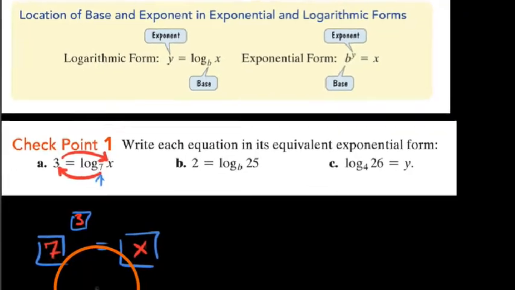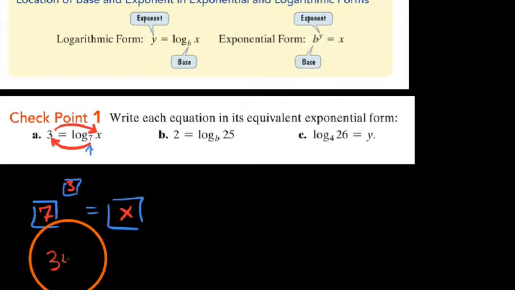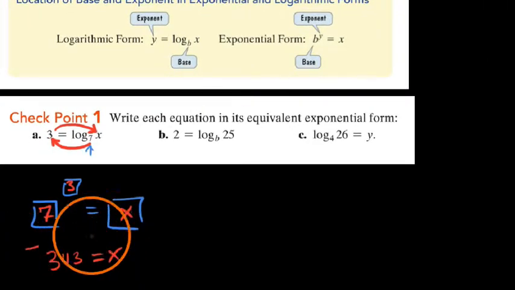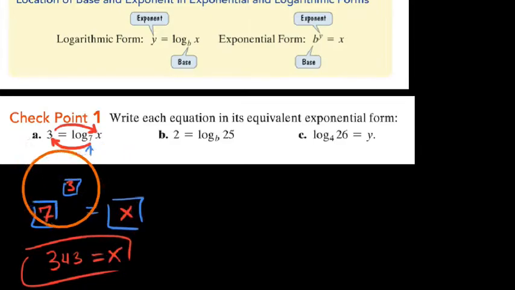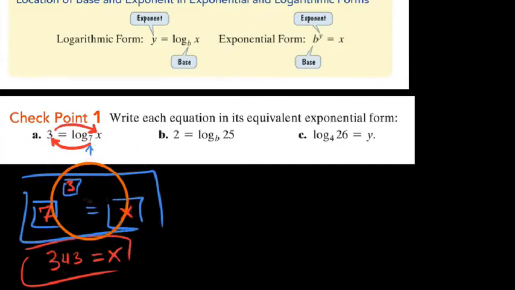We say x is equal to 7 to the third power, which I think is 343. The bottom line here is this. We're a lot more able to solve for what this value is if you write it in an exponential form than when it's written in this logarithmic form right here.